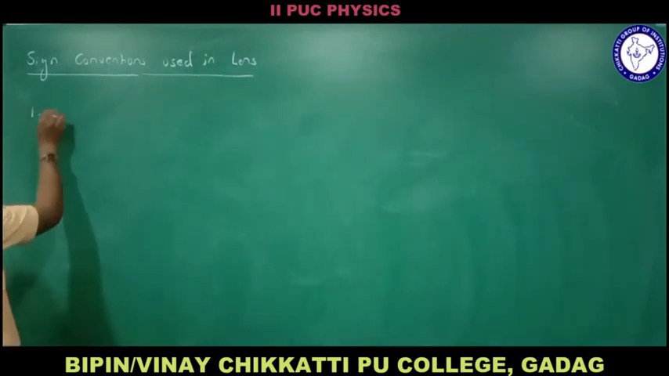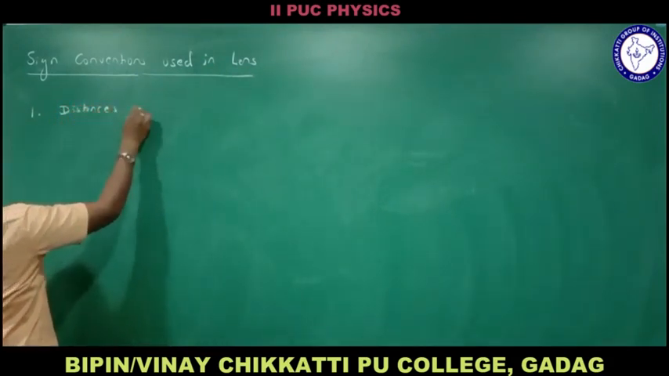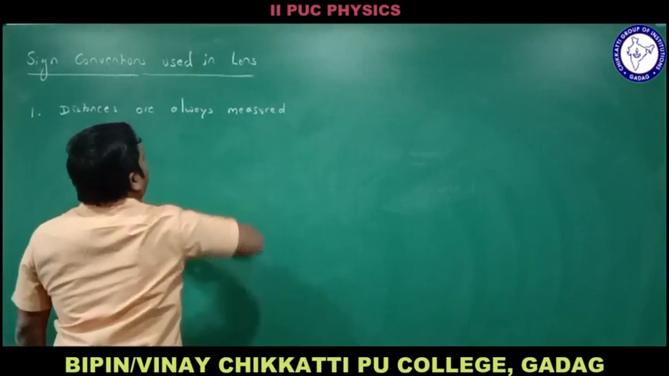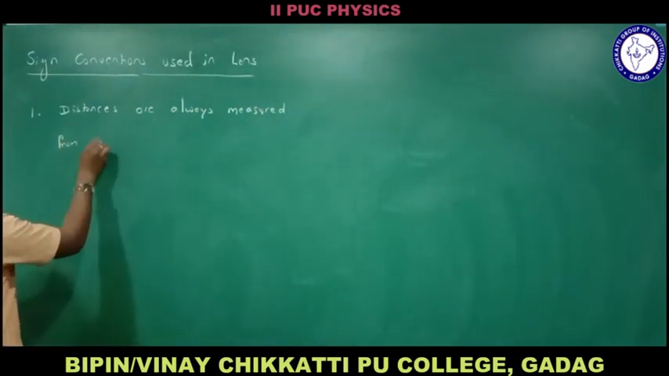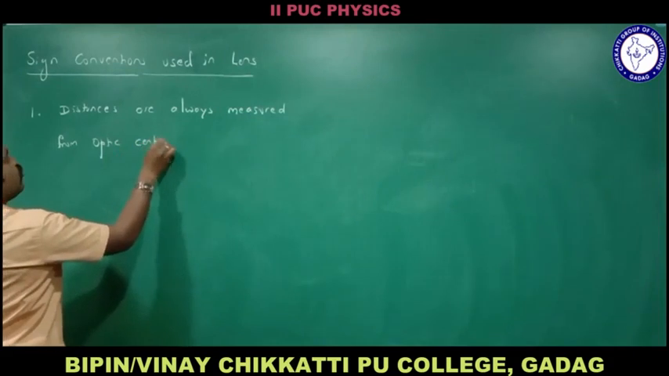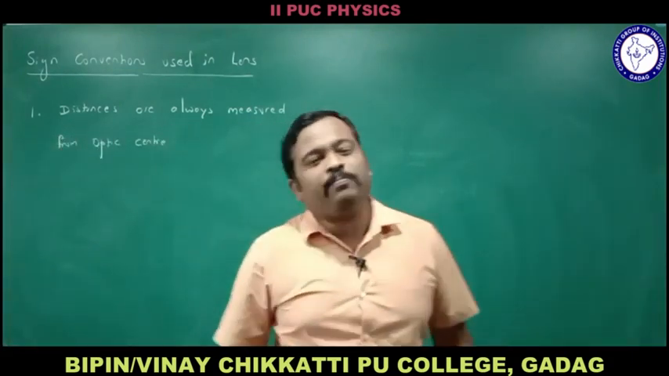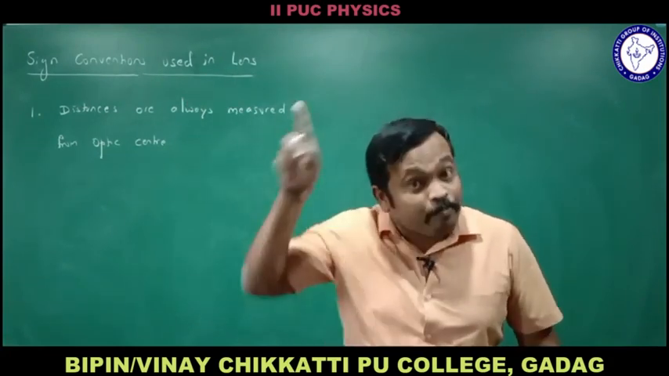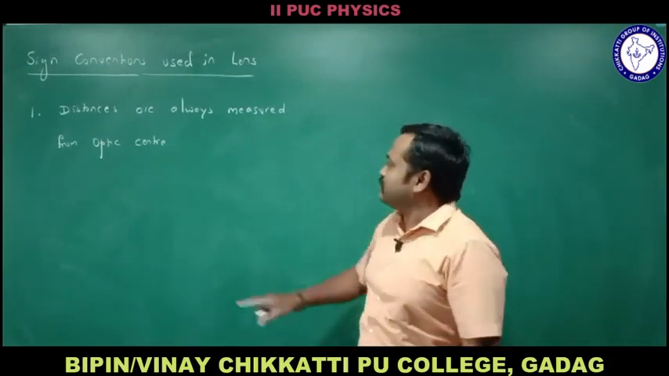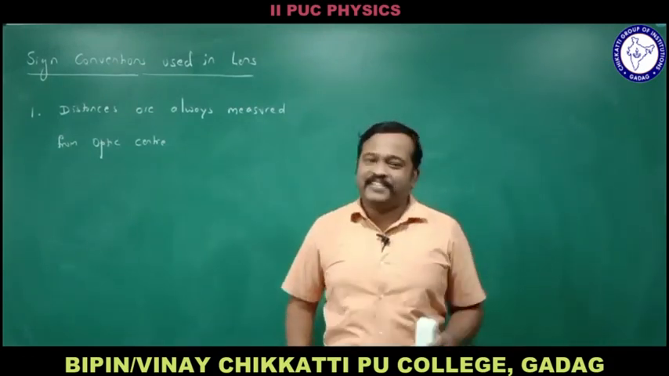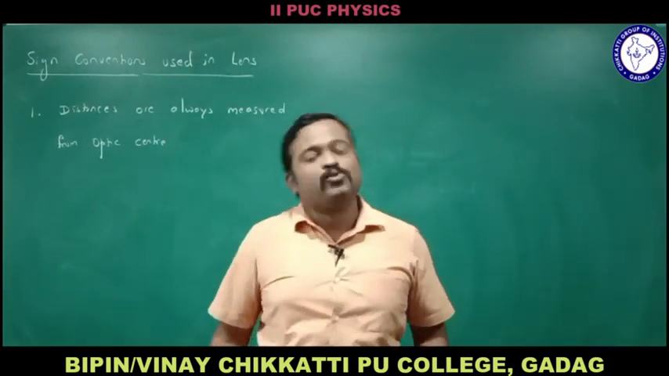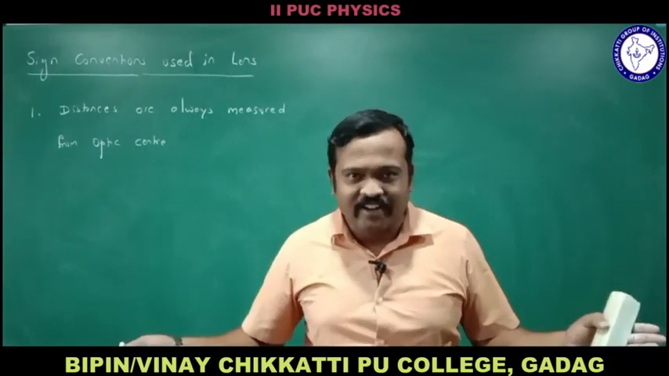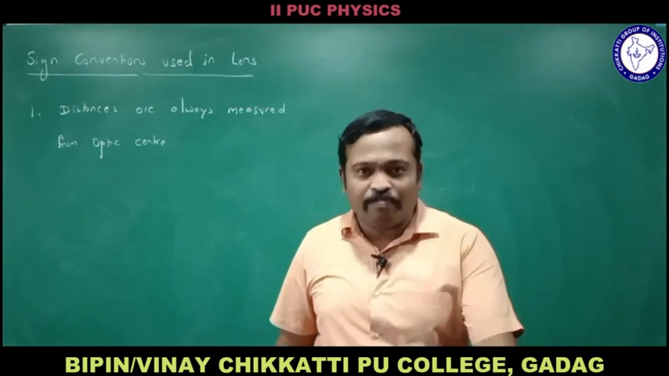The first one is that distances are always measured from the optic center. If I remind you, in case of a mirror, distances are always measured from the pole of the mirror. In a similar manner, in lenses, distances are always measured from the optic center. The distances may be object distance, image distance, focal length, the radius of curvature, everything, right? All the distances are measured from the optic center.